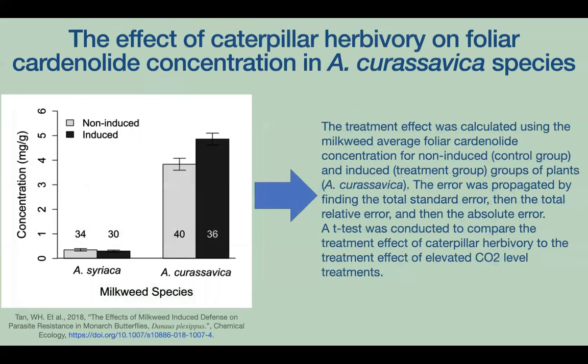This is the second paper I used. I used this paper to find the treatment effect of caterpillar herbivory on foliar cardenolide concentration. Again, this paper had 2 milkweed species, but I concentrated on A. curasavica. The treatment effect was calculated using the milkweed average foliar cardenolide concentration for non-induced and induced groups of plants. The non-induced group was my control group, and the induced group was my treatment group.